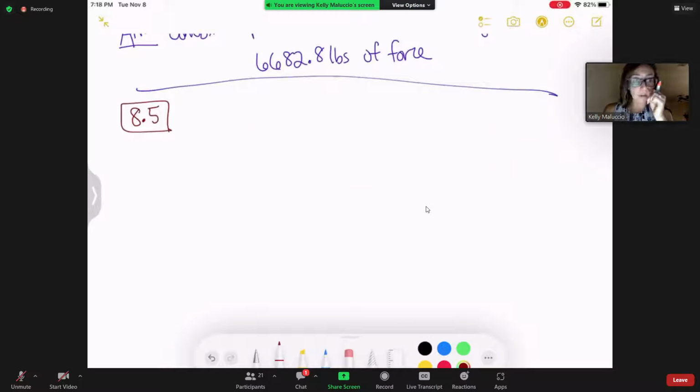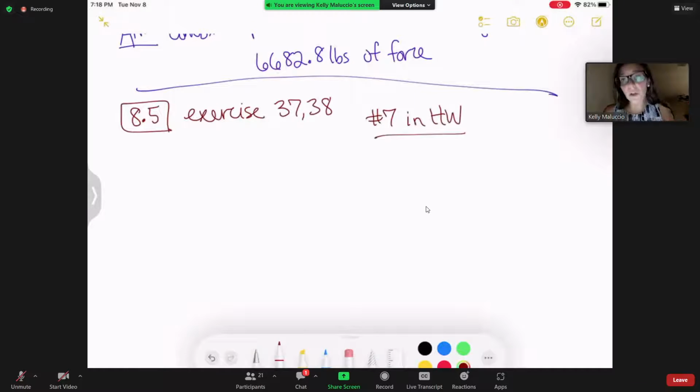So 8.5. From this section, I'm looking at the exercise. I don't actually know which one this is. Oh, it's similar to 37 and 38. And I actually think it's number 7 in your homework, so you probably have already done this. And if you haven't, here you go. We're about to do it.